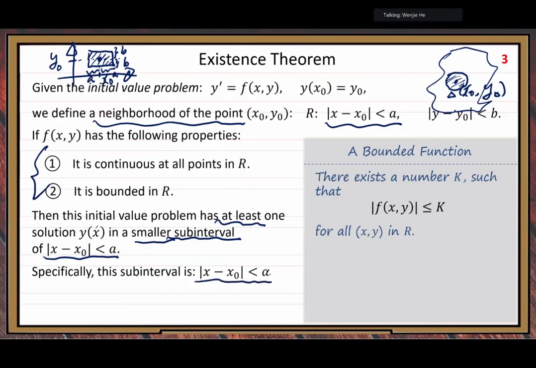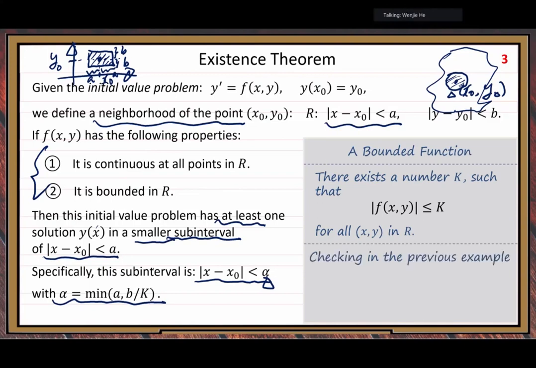The subinterval should be the absolute value of this number less than alpha. There is another parameter, alpha. Alpha should be smaller than little a, where alpha equals the minimum of a and a b over capital K. Look at this theorem.